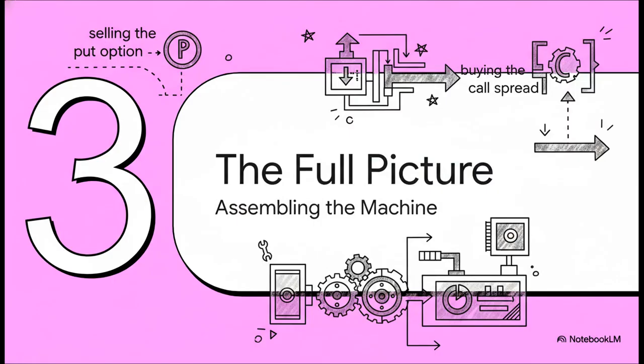All right, we've taken the machine apart. We've looked at the two main pieces, selling the put option and buying the call spread. Now for the really cool part. Let's assemble these components and see the full machine in action. This is where we see how the whole strategy is designed to reverse some of the typical risks of just betting on a stock to go up.